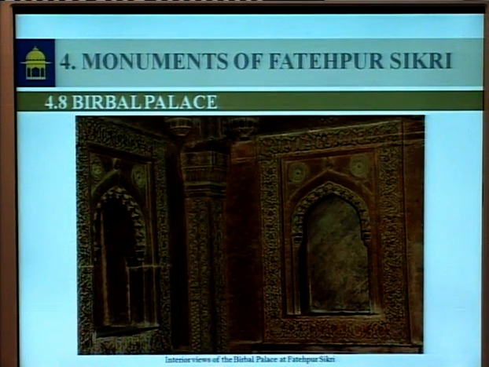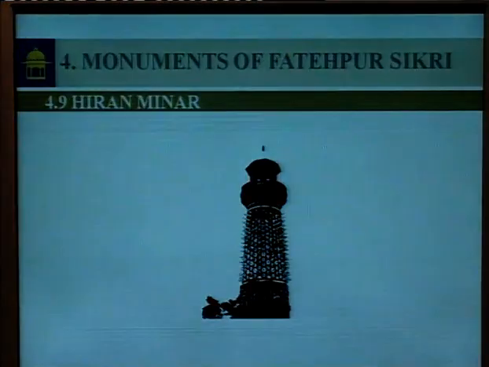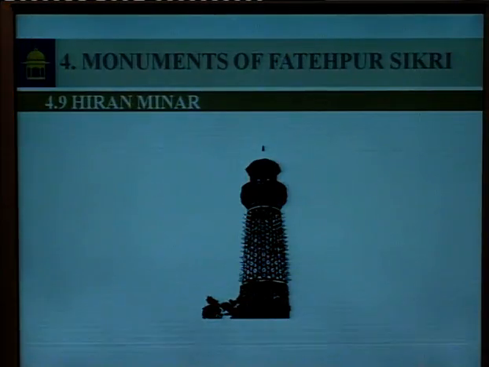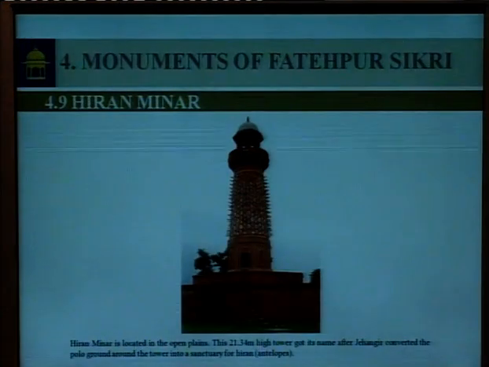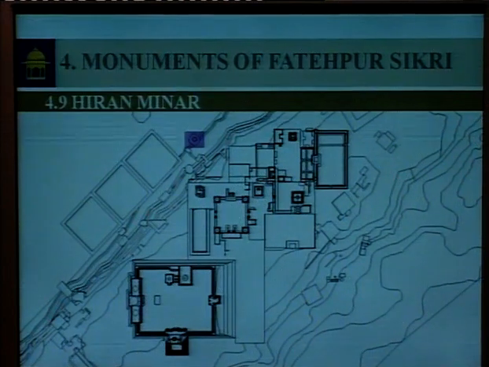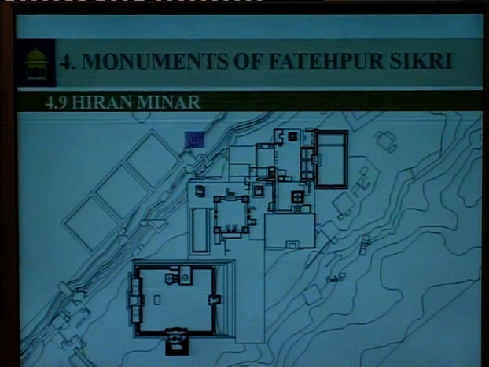The interior view of the niches and the decorative elements are noticeable. There is one minor building, Hiran Minar. It's located in the open plains and it is about 21 meters high, and got its name after Jahangir converted the polo ground around the tower into sanctuary for hirans or antelopes. This is the building we are talking of over here. It's one of the prominent buildings which is visible when you visit this complex. So it has been included in today's presentation.